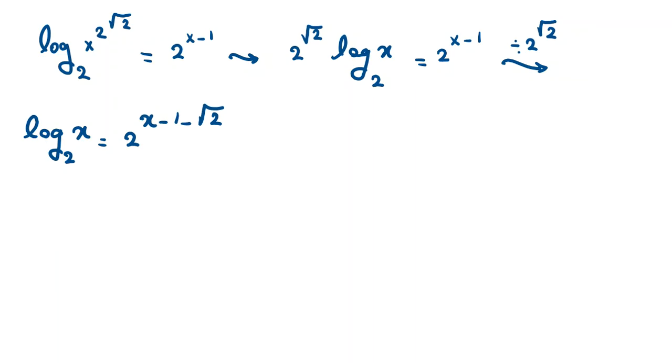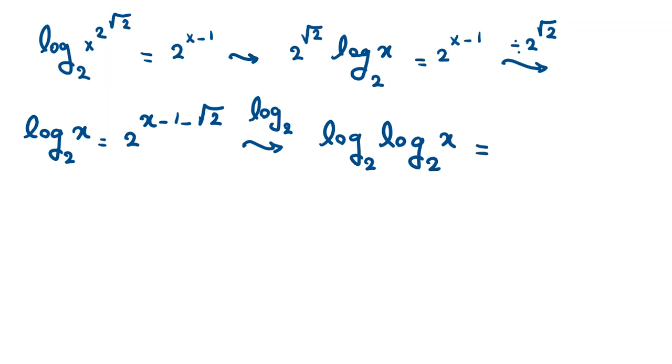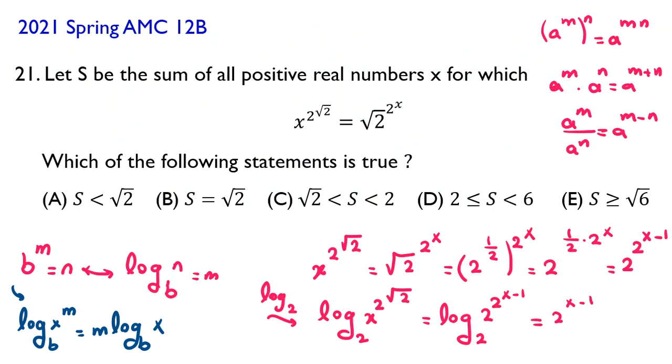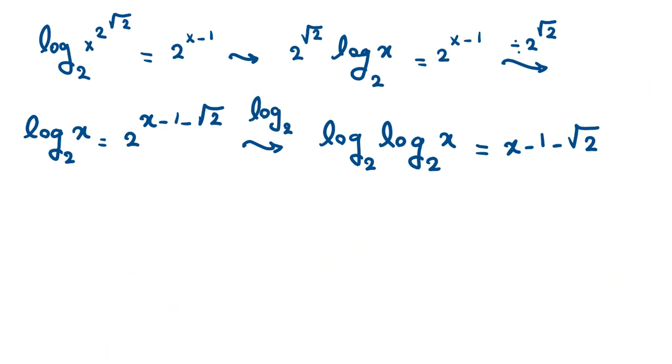Again, I take log with base 2 from both sides. It will be log 2 of log 2 of x equals, by the definition of logarithm that I said on the previous page, x minus 1 minus root 2. Now, the problem doesn't want exactly what x is, only the sum of all positive real numbers. So let's draw the diagram. We have these two functions, and I want to draw them on the diagram. Let's consider one of them as this color, the other one as this color.